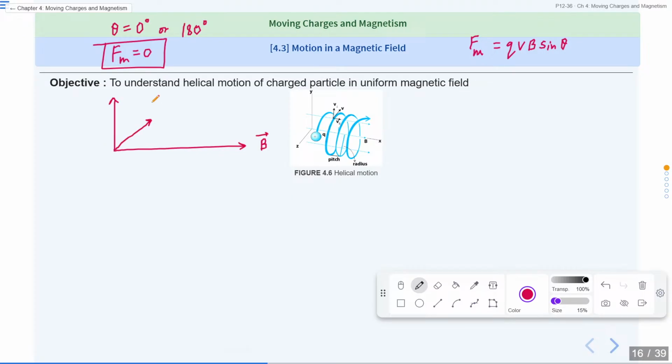Okay, that is the direction of velocity of the particle. So there is some angle, theta, between velocity and magnetic field. In that case there will be two components of velocity. This is the perpendicular component, perpendicular to the magnetic field, and another component is parallel to the magnetic field.